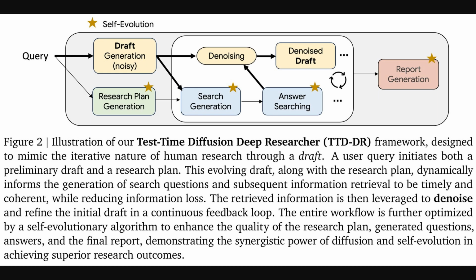Building on that idea, this next figure shows us the full Test-Time Diffusion Deep Researcher framework in action. A user query kicks things off by generating both a research plan and an initial noisy draft. These two pieces then guide the search process. The information found during the search is used to denoise the draft, making it better. This refined draft then guides the next search, creating a continuous feedback loop.